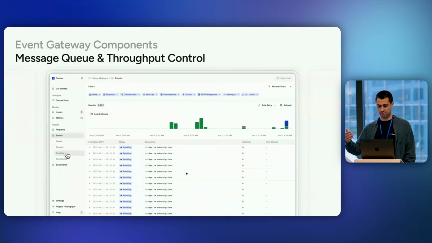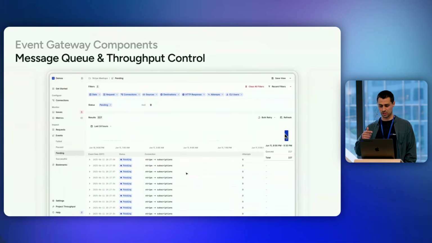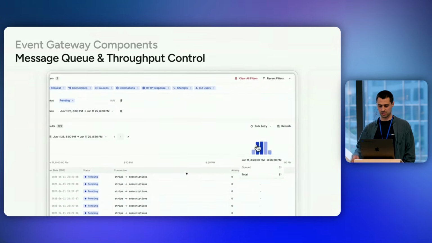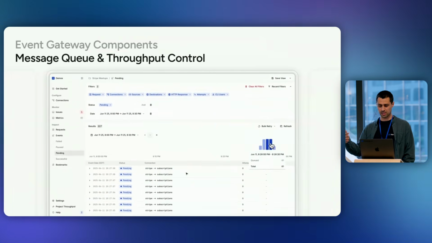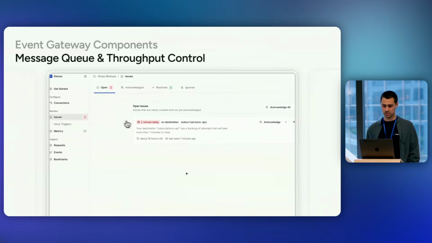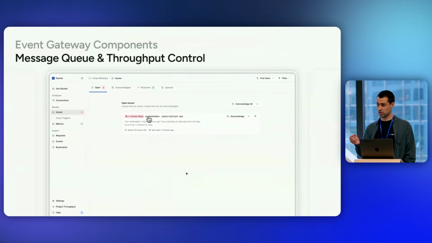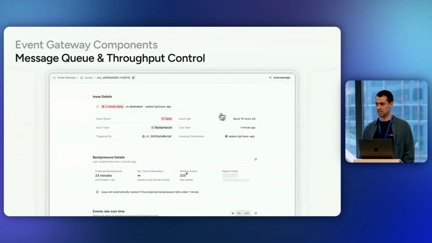So I'm going to go to all my events, and from there, I can filter on pending specifically and zoom in on the timeline. I can see I have a big burst of events that came in, and they're all queued. That means now I have back pressure. If I go to my issues, I can see that I have an alert for a new back pressure issue, where it says there's more than 1 minute delay on that destination.